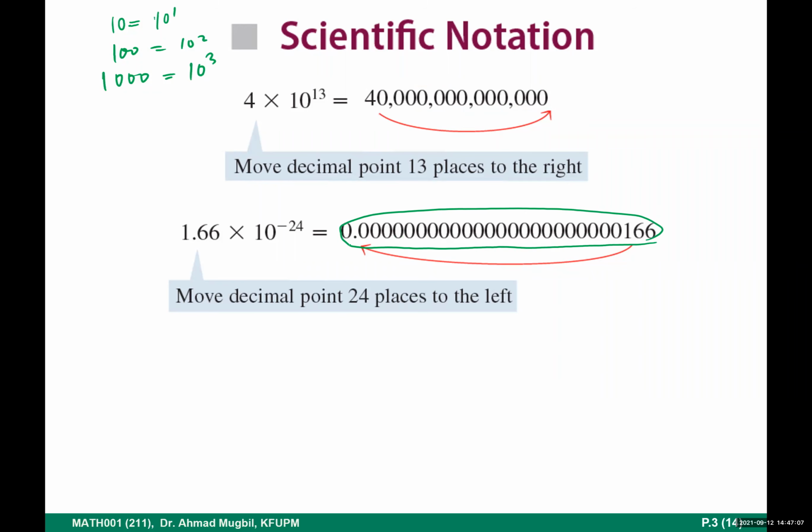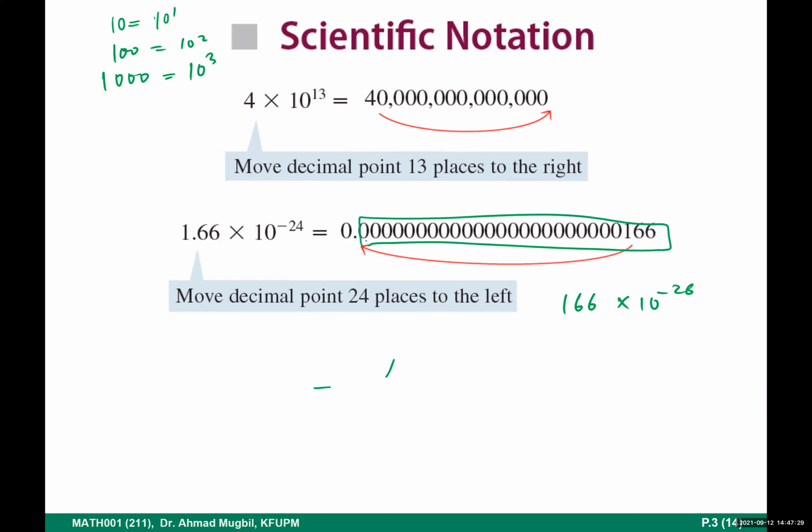We will divide it, in fact, by powers. We will divide it here by 10 to the power 24. But instead of doing this, we will write it as 10 to the power negative 24. Again, you can write this as 166 times 10 to the power negative 26, because here, how many digits after the decimal point? But we want to do it in this specific way.